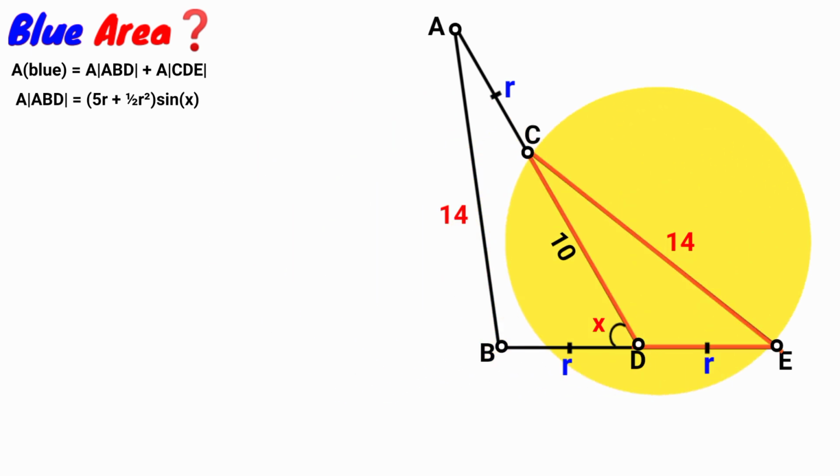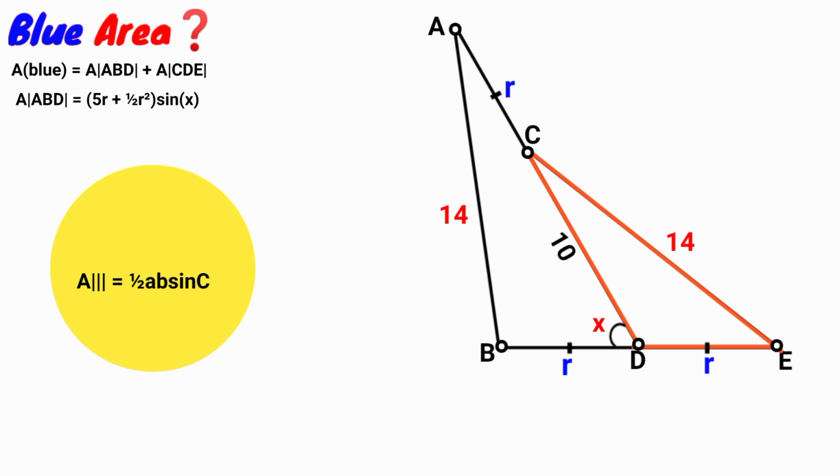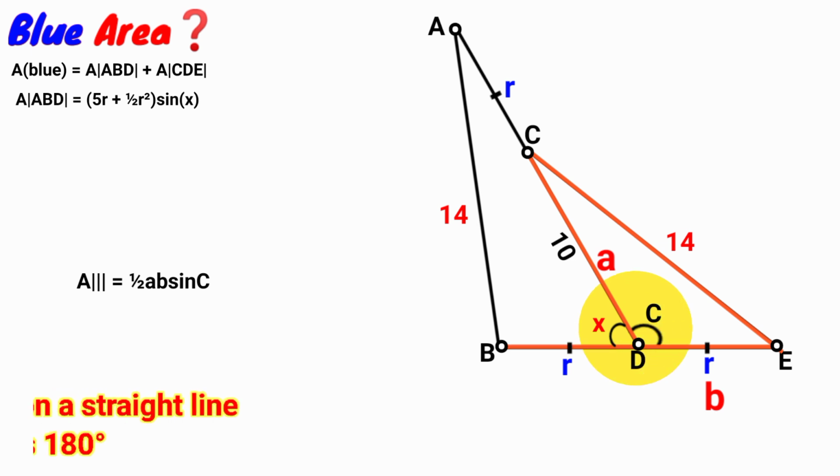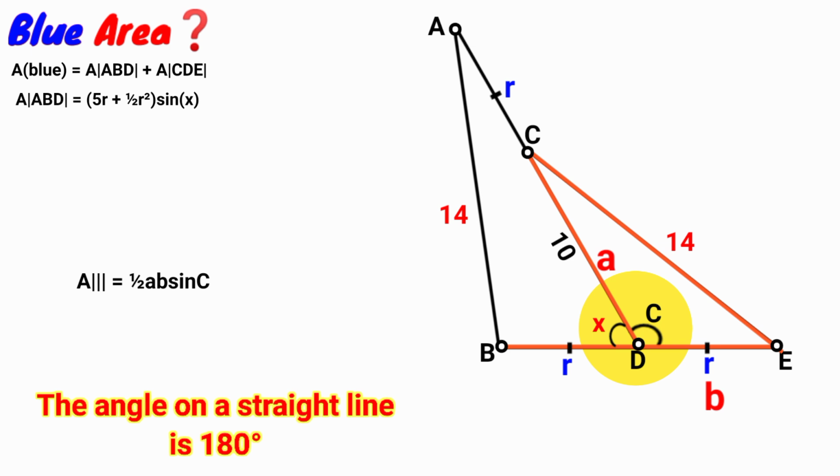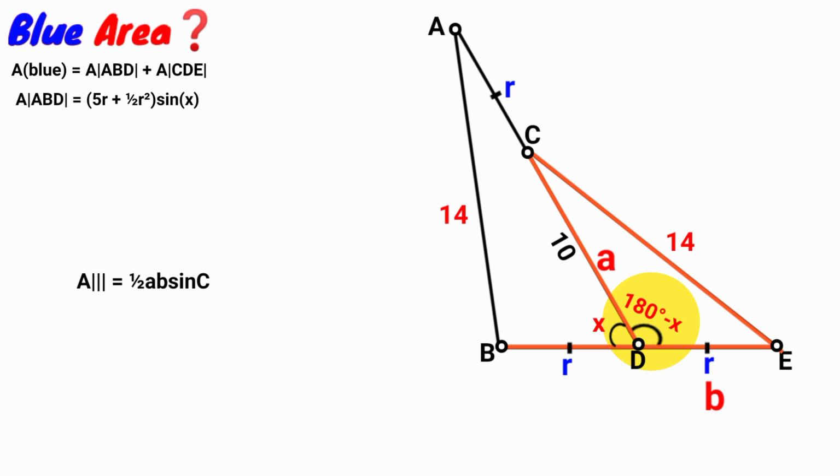We can also use the formula 1 over 2AB sin C on it. If we take this side as A and this B, this angle must be angle C. If you look at angle C and this X, they are lying on the same straight line. And we know the angle on a straight line is 180 degrees. So since this is X, this angle C must be equal to 180 degrees minus X. Now A equal to 10, B equal to R, and C equal to 180 minus X.